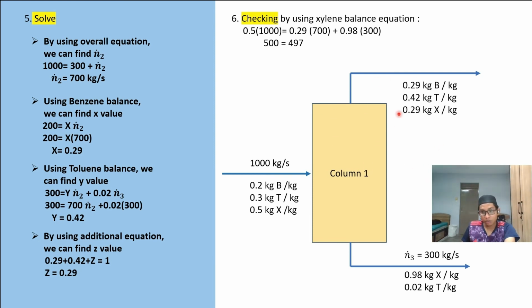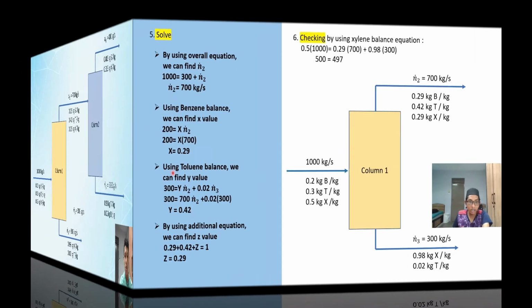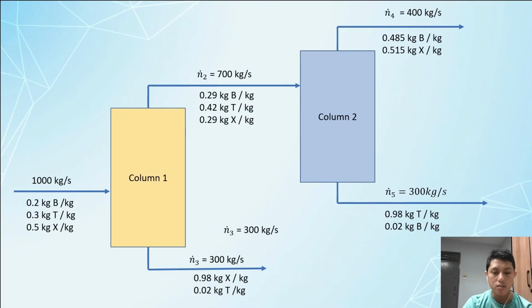In the last diagram here, we can see that N2 equal to 700 kg per second, while for the overhead product here, we have 0.29 kg benzene per kilogram, 0.42 kg toluene per kilogram, and 0.29 kg xylene per kilogram. And the last step is the checking step by using the xylene balance. So that means 0.5 times 1000 equal to 0.29 times 700 plus 0.98 times 300. So we will get 500 equal to 497, which means the values are nearly the same. That means the calculation that we made here is correct. So this is our final design for our distillation column.